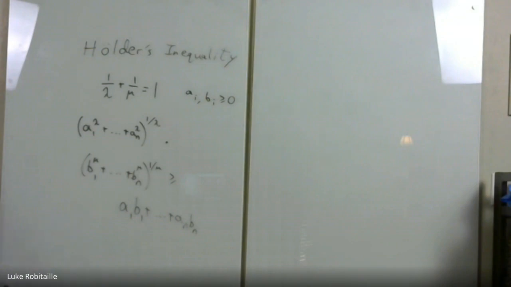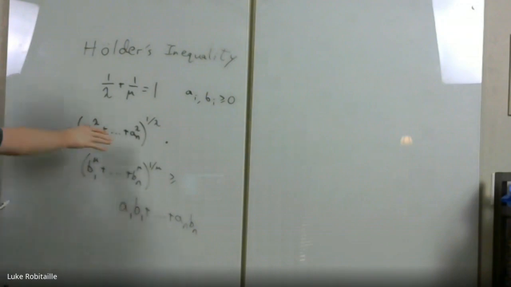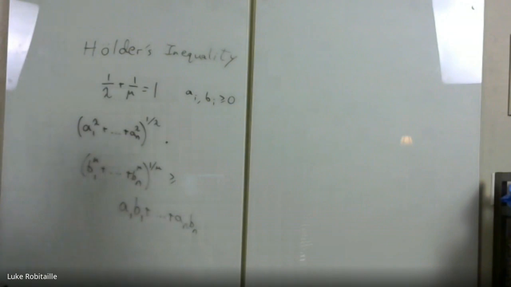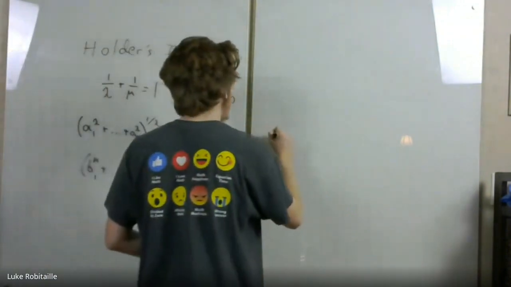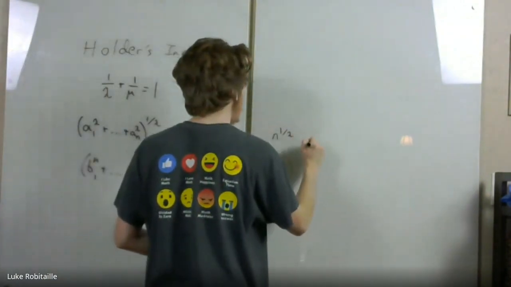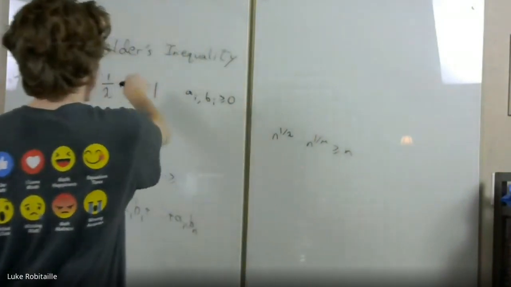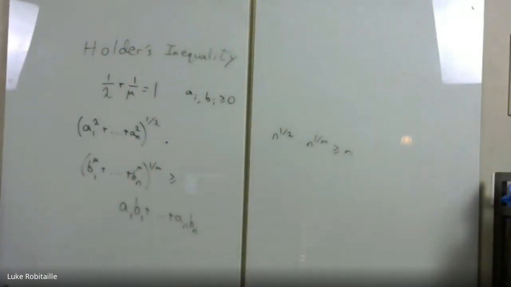And you might wonder where do these restrictions come from? Why is this natural? Well, it's homogeneous in the ai's, it's homogeneous in the bi's, and if you plug in all the ai's and bi's equal to 1, you get n to the 1 over lambda times m to the 1 over mu is greater than or equal to n. And so that's why it's natural to have this sums to 1 condition.